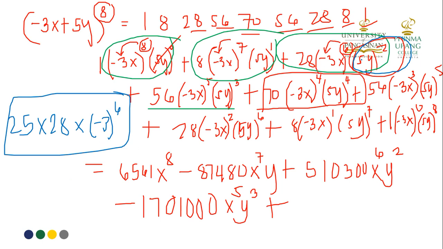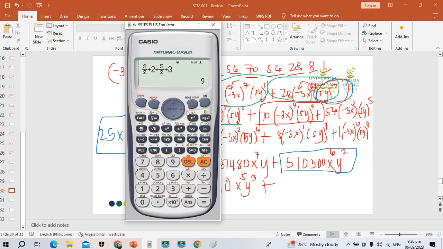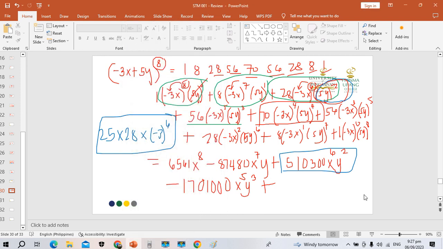Kaya pag multiply mo yan, dapat ang sagot natin is 5. Wait lang, sagutin lang kita. 28 times negative 3. So kahit wag mo na ilagay yung negative, kasi nga positive na yan. So wag mo lang ilagay. So, magne-negative ka na lang doon sa final answer mo. So, 28, 3 raised to 6. Tapos, multiply natin yung 5 raised to 2. It's 510,300. Gets mo? Gets na, sir. Okay. Thank you, sir.